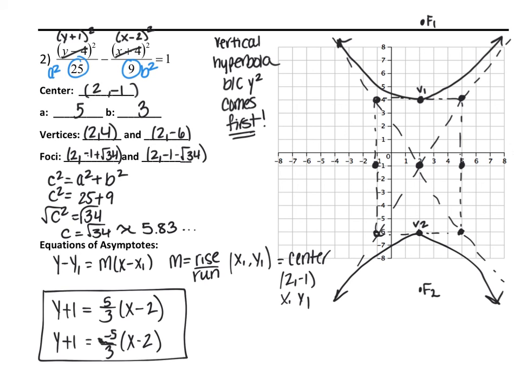And then the center point, both of these asymptotes contain this point, which is the center, 2, negative 1. So I just made that my x1, y1. So y minus a negative 1 is plus 1, and x minus x1 of 2 gives me 2.